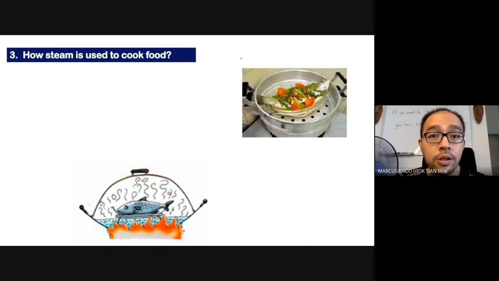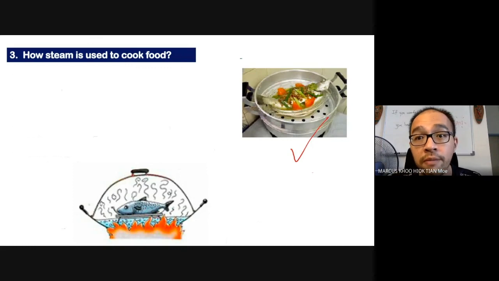Okay, so now we're talking about heating up. Heating up means that you want to release heat. You don't want to absorb heat, because absorption of heat makes the surroundings cooler. If you release the heat to the surroundings, then your surroundings will be hotter. And this is the basic principle of how we cook steamed fish.